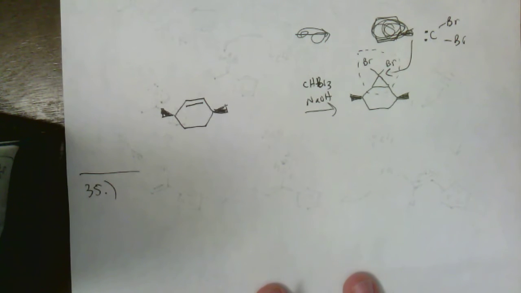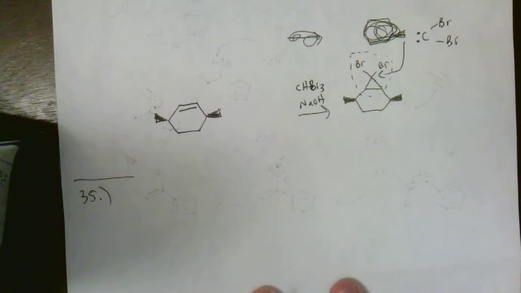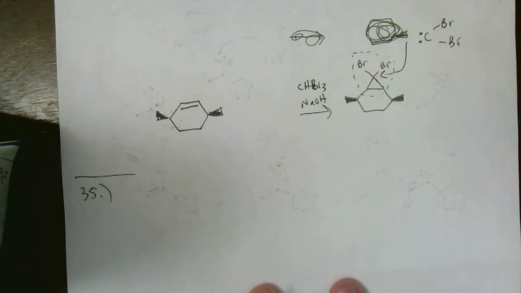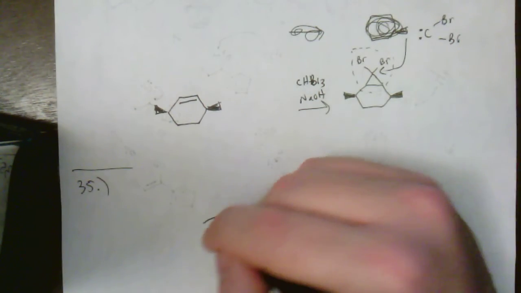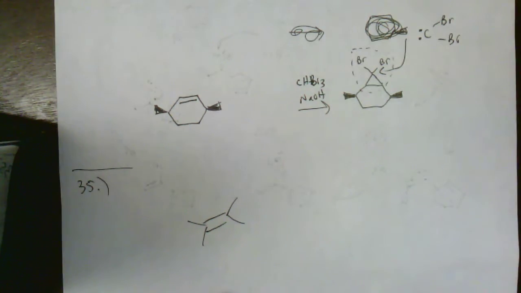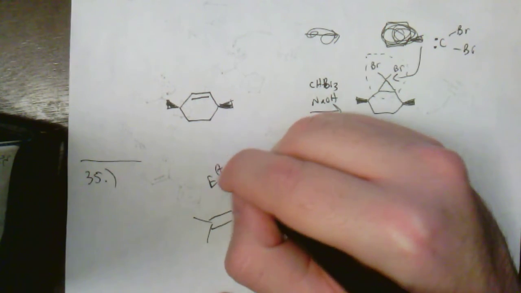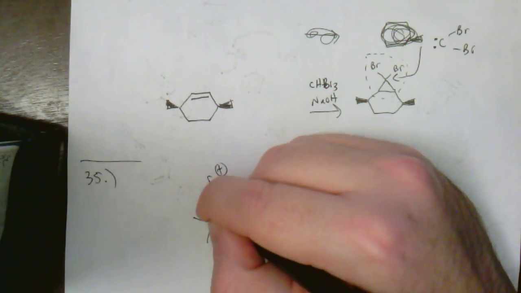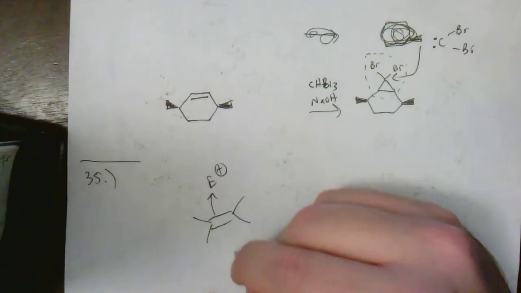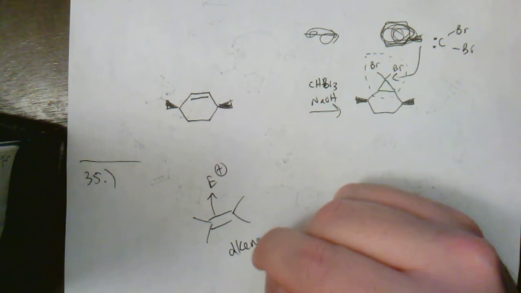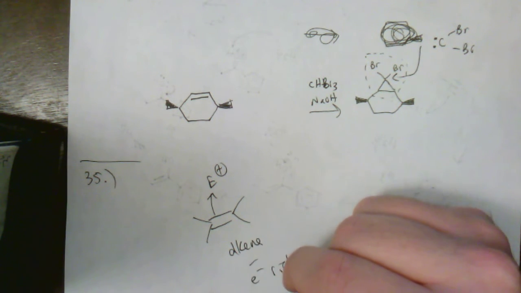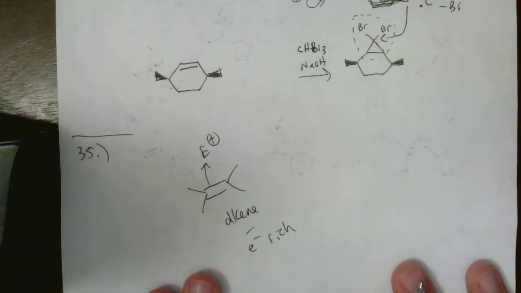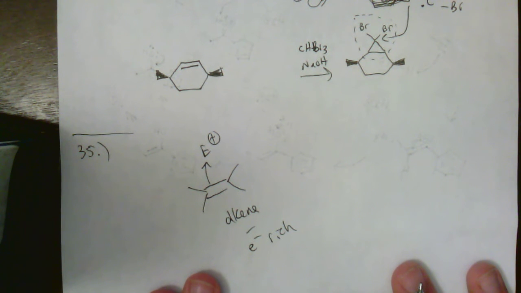Okay, last one, 35. It's just looking at this electrophilic addition to various alkenes, and it tells you that the rate increases the more substituted the alkene is. If you think about it, when we're doing this type of reaction where we're adding to some electrophile, the alkene is acting as the electron donor. The alkene is the electron rich species in this generic electrophilic addition reaction to an alkene.